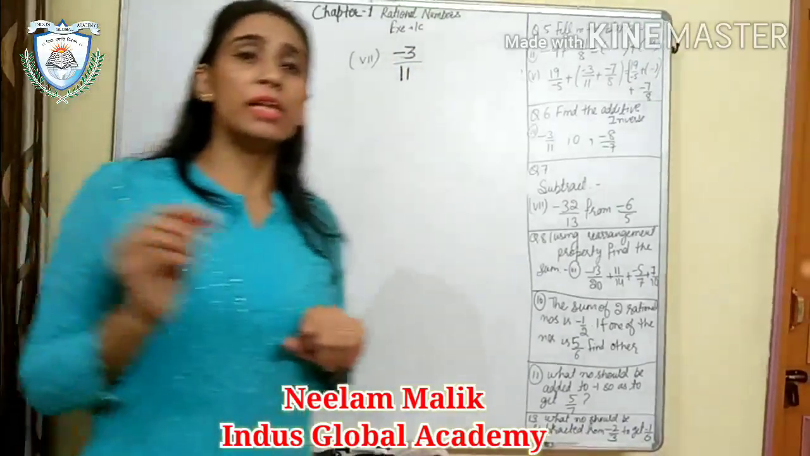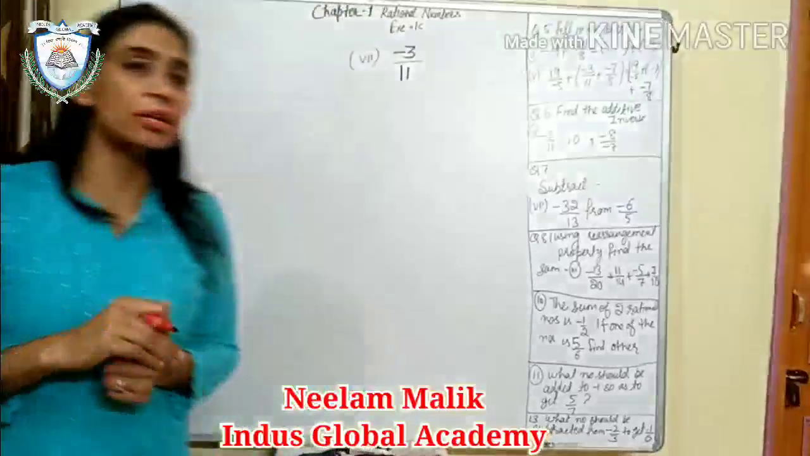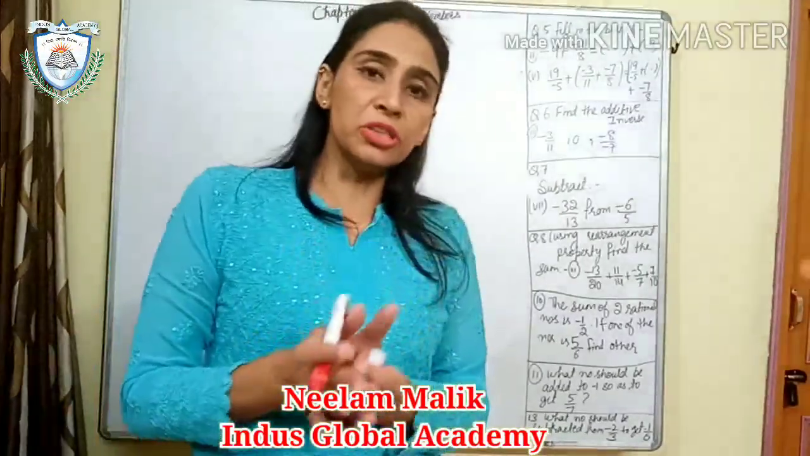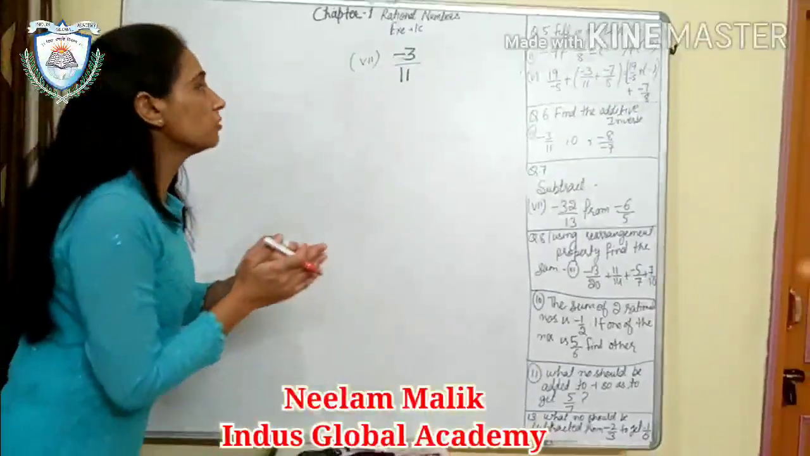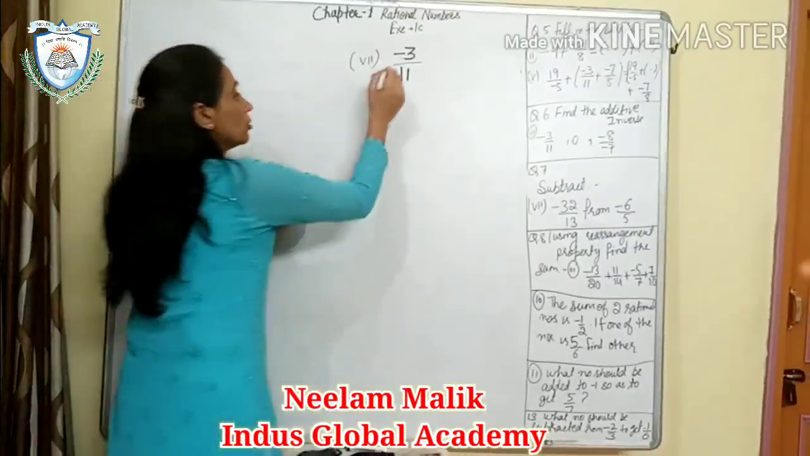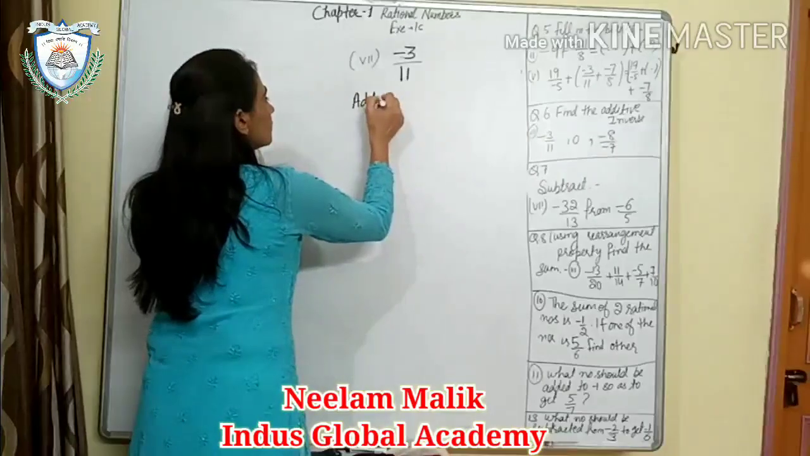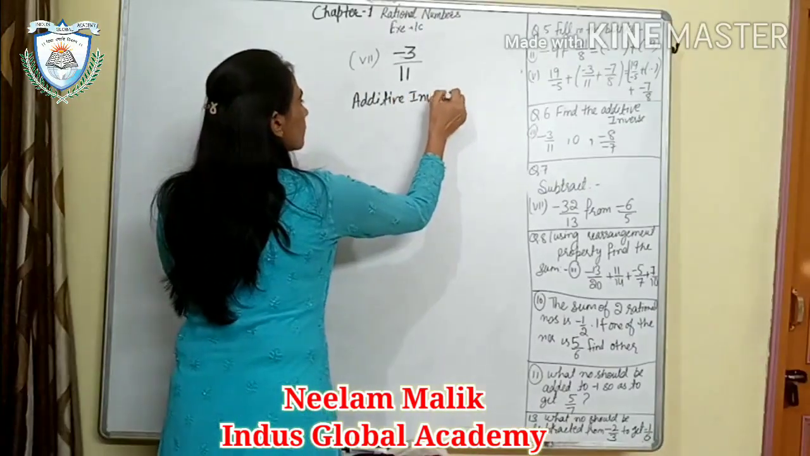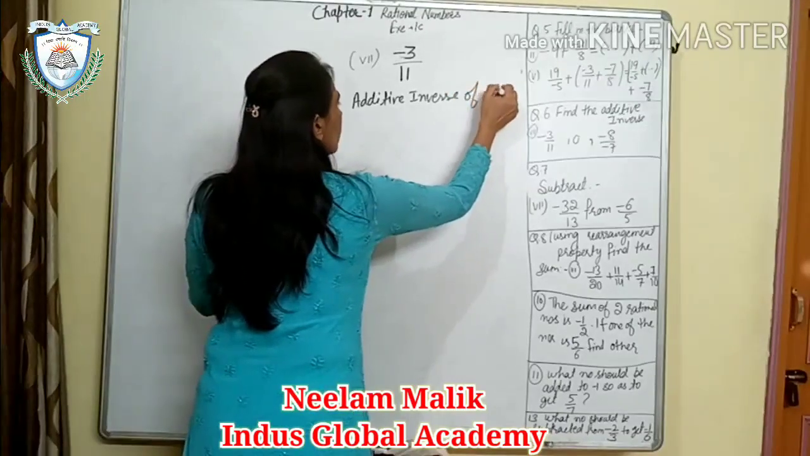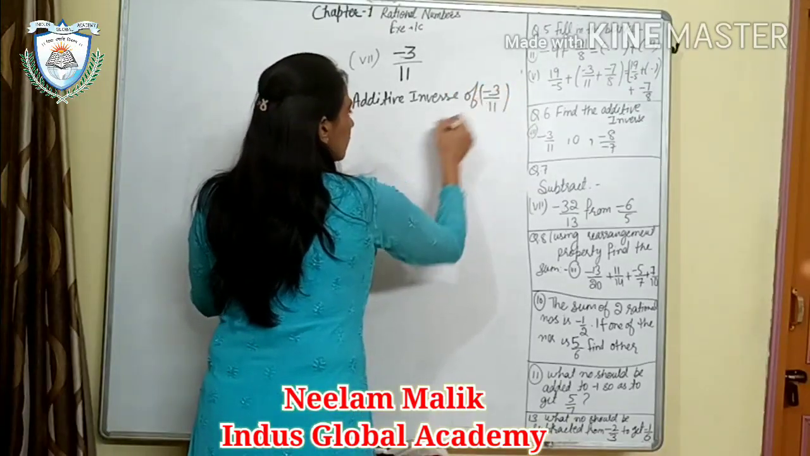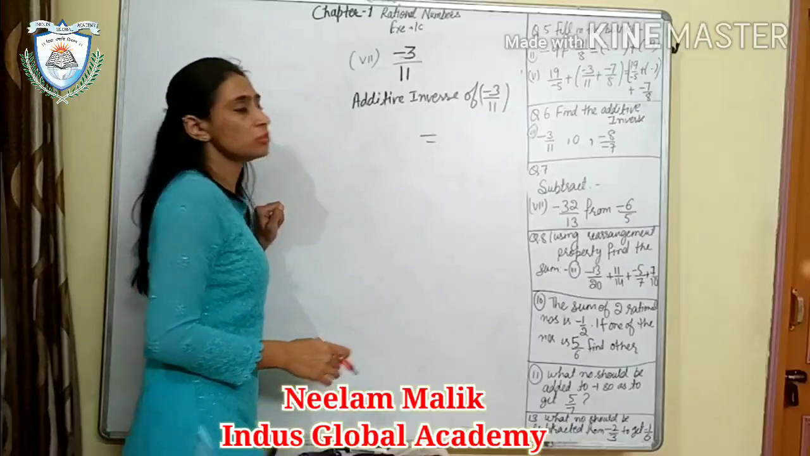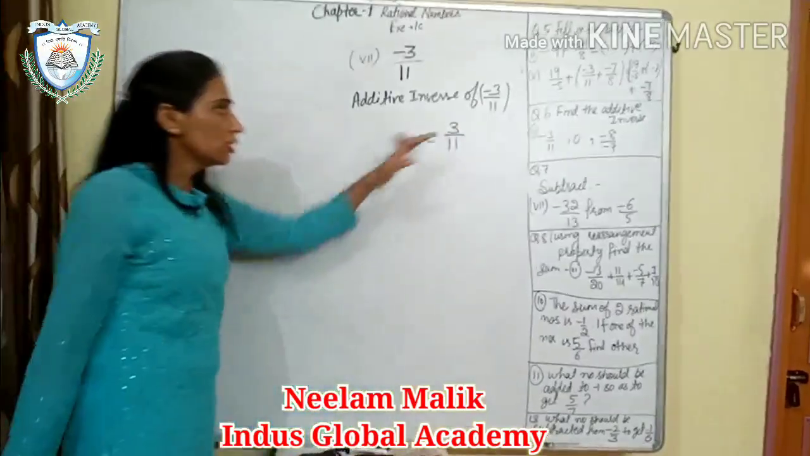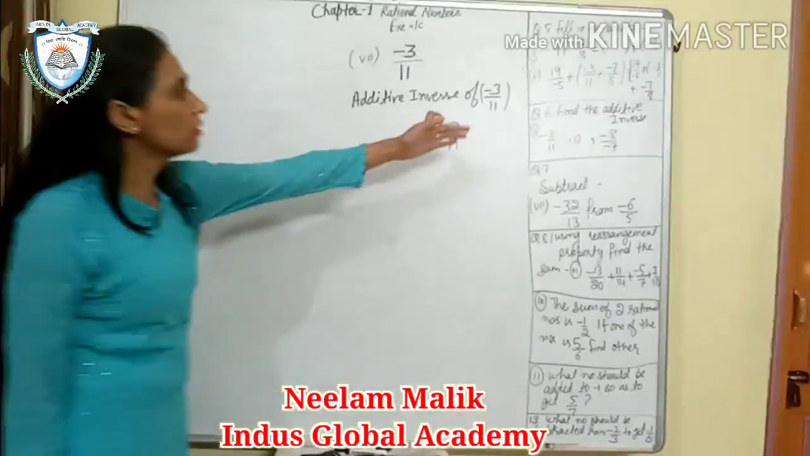Additive inverse of any number is its negative. It means we will just change the sign. If positive is given, we write negative, and if negative is given, we write positive. So what will be the additive inverse of -3/11? This is a negative number, so it will be positive, +3/11. We just change the sign.